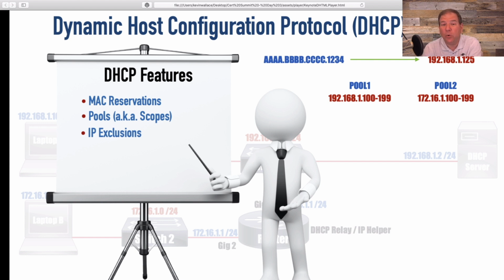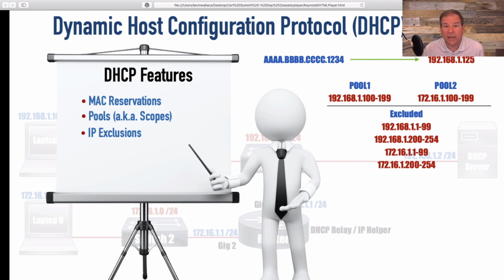And if we want to, we can exclude some IP addresses. Maybe there are some IP addresses we don't want to hand out. We've got some statically configured IP addresses, maybe like the router interface as an example. Maybe we've got servers. Maybe we've got printers that we're pointing to by their IP address. We don't want those to be handed out to somebody else. So we can say, don't hand out the specific IP addresses.